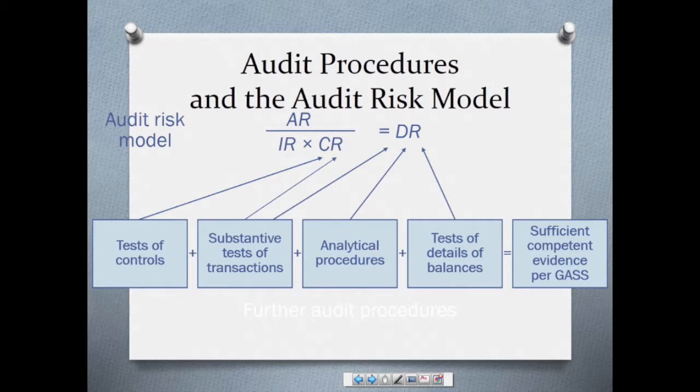They're tests of controls and substantive tests. Substantive tests consist of detailed tests of transactions, tests of account balances, such as accounts receivable and accounts payable, and substantive analytical procedures. Of those three types of substantive tests, substantive analytical procedures are the least effective.